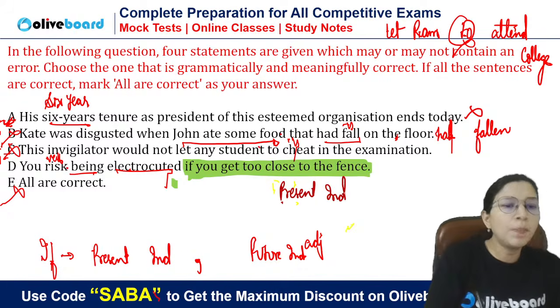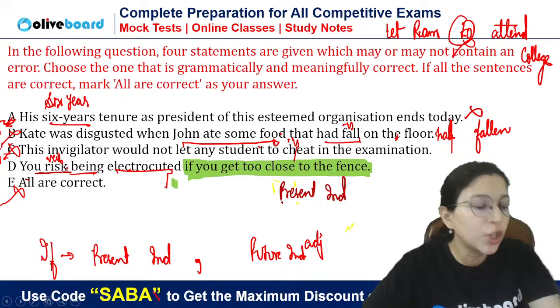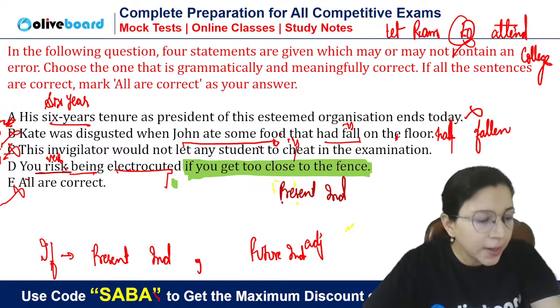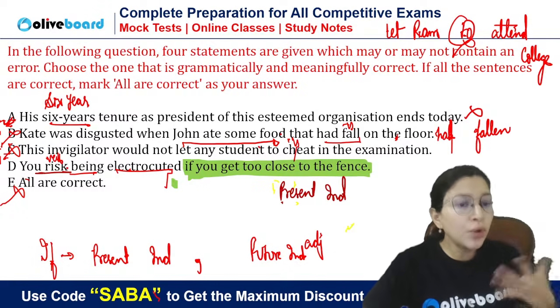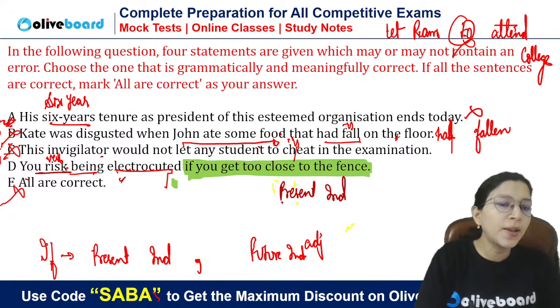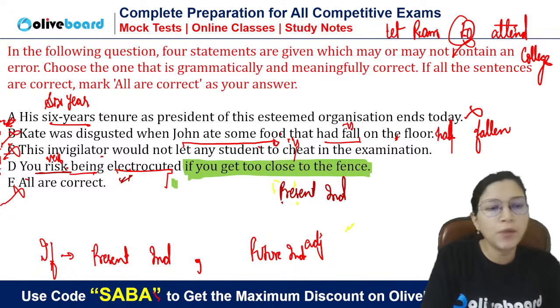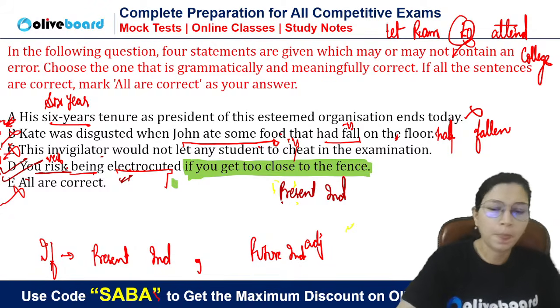Now tell me, in the principal clause, didn't I tell you that present tense also gives future sense? Present tense also carries future sense. You risk means you will risk in the future. So we can use present tense here because it also carries future sense. So yes, that's why it is absolutely correct.